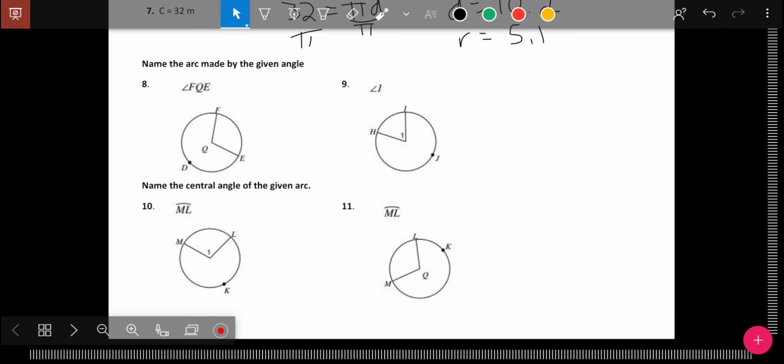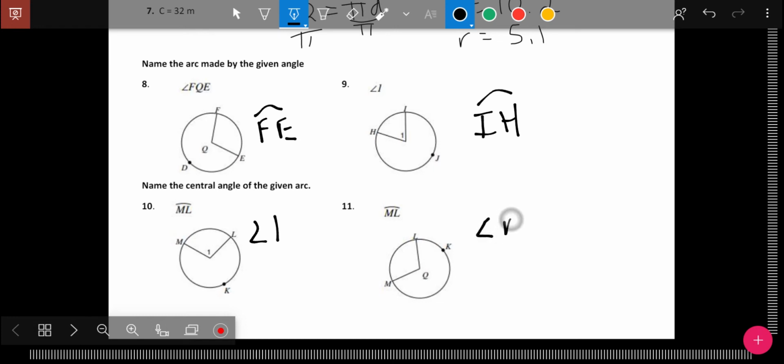Next one, for 8 through 11, we're trying to understand that the central angle, FQE, and the arc that it intercepts are tied together. And so this is just saying what arc is there, arc FE, or EF, you could say either way. Angle 1 would be arc IH, or HI, either one. Arc ML here is hit by angle 1. Over in 11, arc ML is hit by angle MQL or LQM.